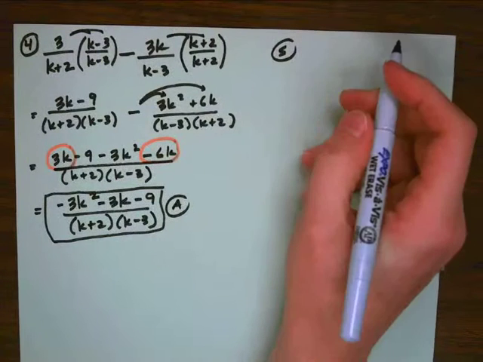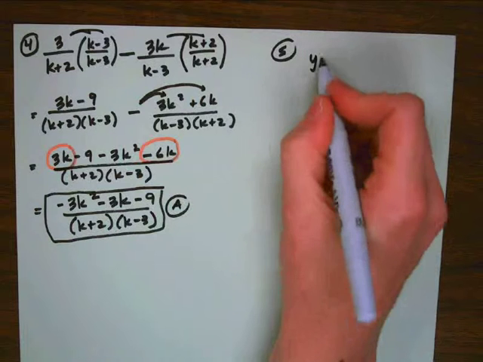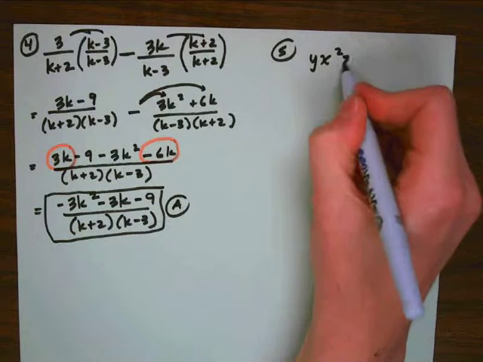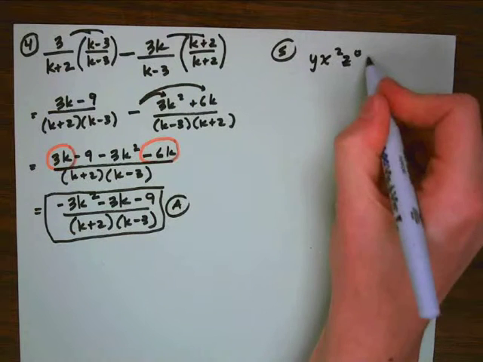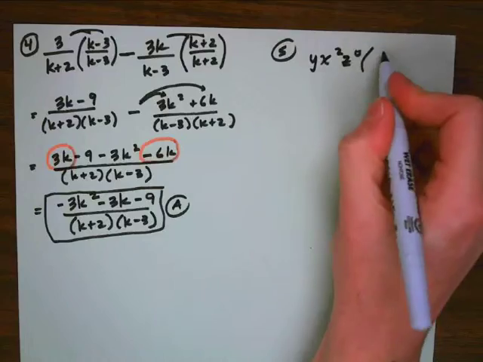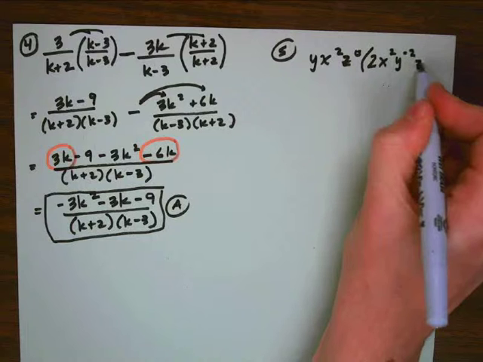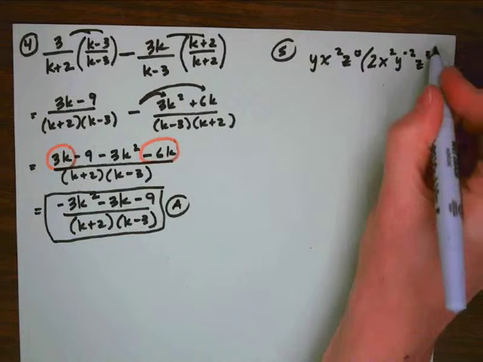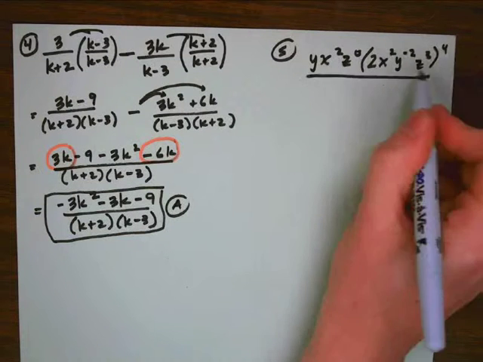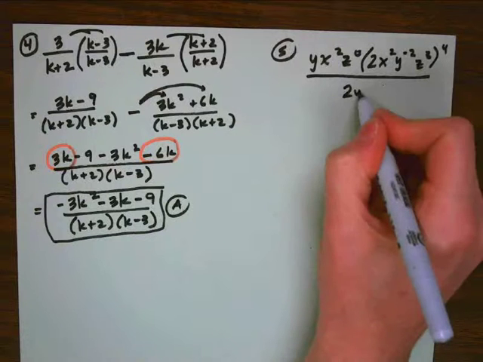Alright, let's look at number 5, the kinds of problems you all love dearly. y x squared z to the 0 times 2x squared y to the negative second z to the third, all raised to the fourth power. And then the denominator is 2y to the negative second.